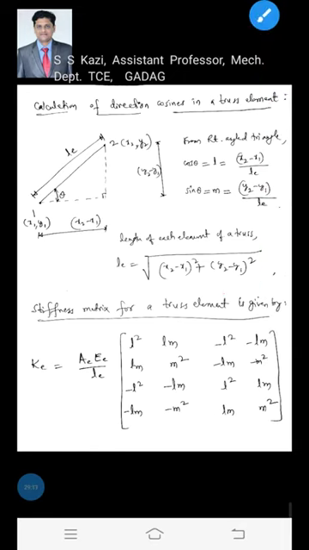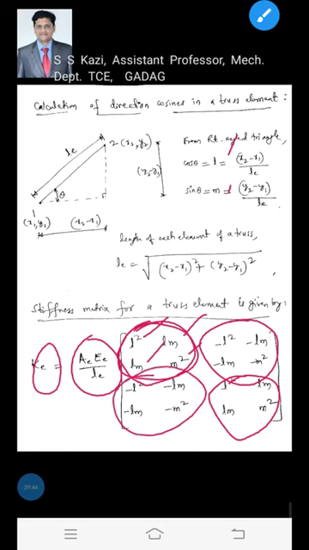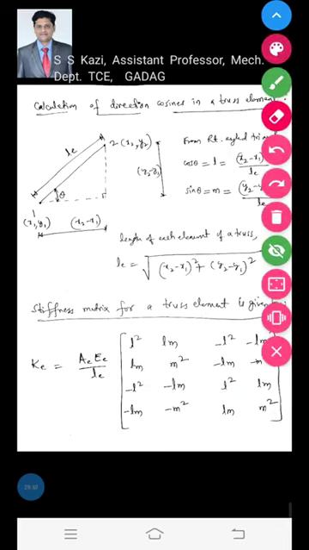How to remember this matrix formula? AE by L is common outside, you should know. First you remember the terms L square, LM, M square. L and M are the direction cosines. As we know the stiffness matrix is a symmetric one, the same L square, LM, LM, M square you should write here symmetric to this, and the same terms with negative values written here, and symmetric to this: minus L square, minus LM, minus LM, minus M square. Like this you remember this formula for the stiffness matrix of a truss element.